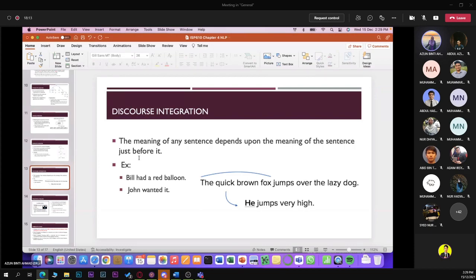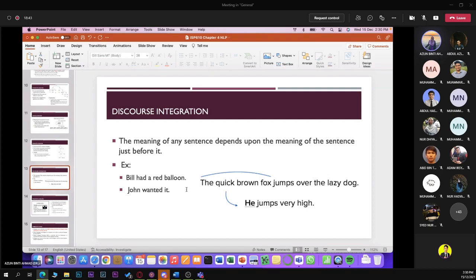So discourse integration is about finding the meaning of any sentences. And for discourse integration, it will involve more than one sentence. Okay, macam tadi semantic analysis, dia tentang satu sentence tu je, for that particular sentence. Tapi dia akan go in higher level, dia akan buat discourse integration. So from one sentence, dia akan tengok relationship with the next sentence.